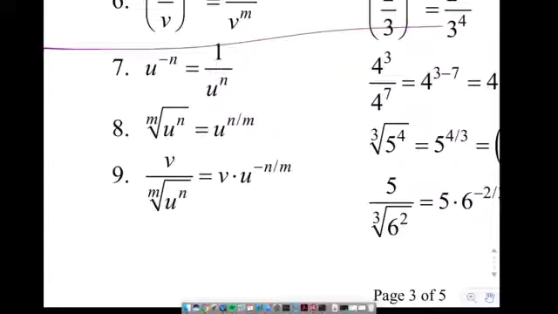If you see v over the mth root of u to the n, you should be able to just look at it and say, oh, that's v times u to the n over m negative. You're bringing it to the top and getting it out of the radical in one step. Similarly, if you see v times u to the negative n over m, you should be able to say, oh, that's v divided by the mth root of u to the n. Back and forth in one step. If you're not there yet, take more steps. It's better to do more steps and get it right than to take fewer steps and get it wrong.